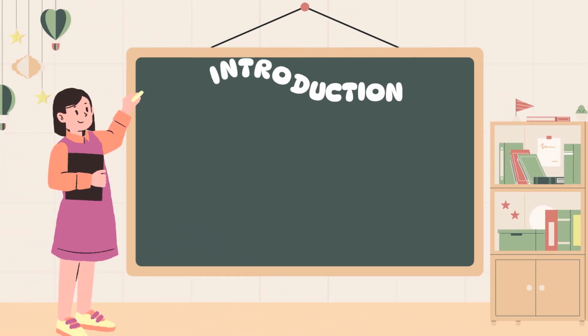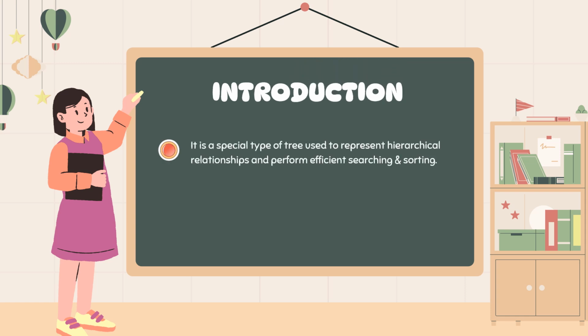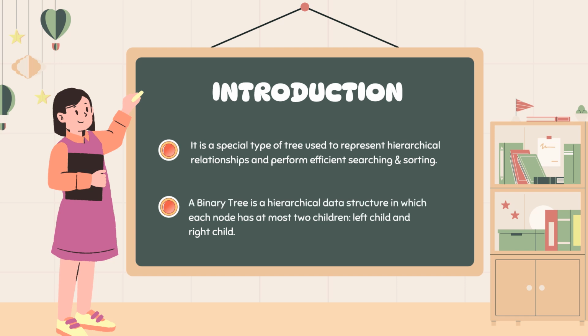Let's begin. So let's get started with what a binary tree actually is. A binary tree is a special type of tree used to represent hierarchical relationships and perform efficient searching and sorting. A binary tree is a hierarchical data structure in which each node has at most two children, a left child and a right child.